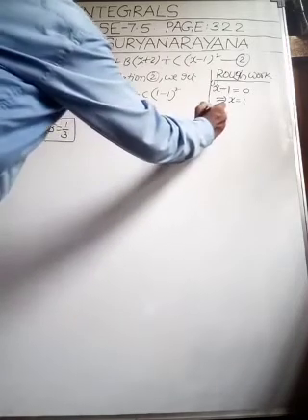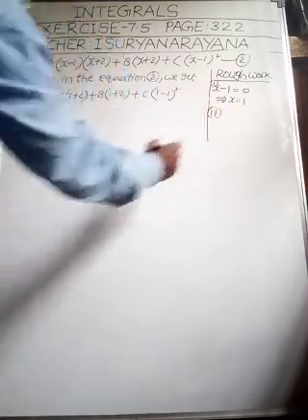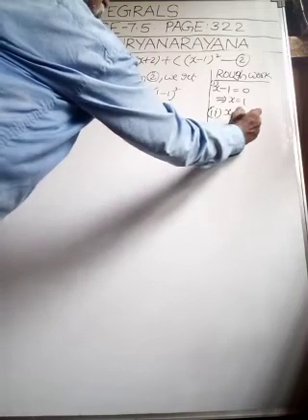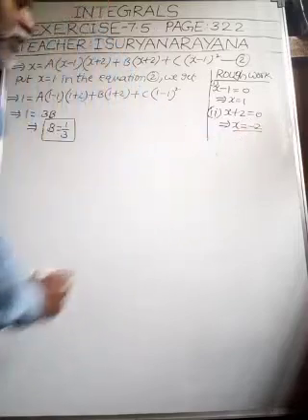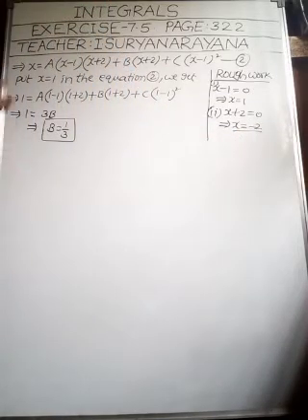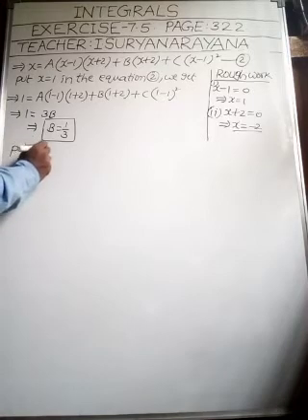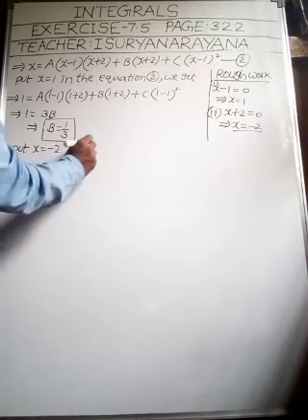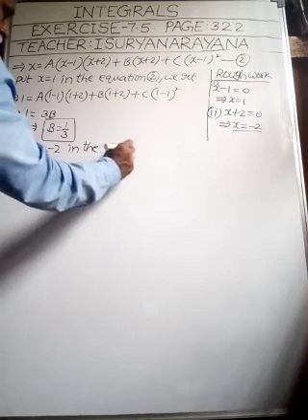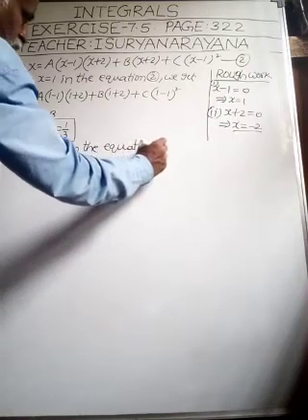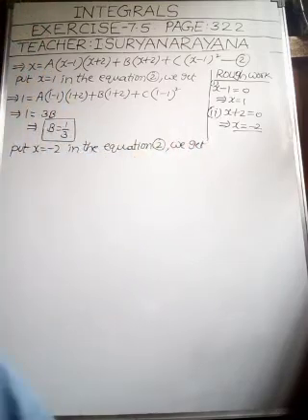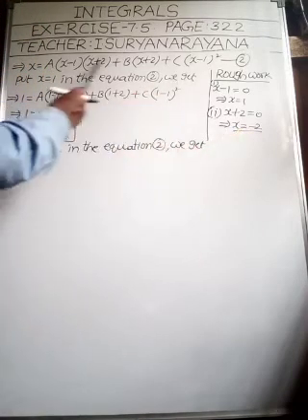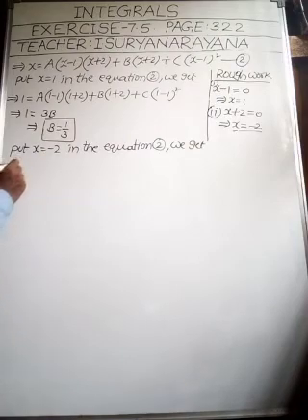Now come to the second linear factor. What is the second linear factor? x plus 2 is equal to 0. So, what will you get here, x value? Minus 2. So, substitute x is equal to minus 2. Put x is equal to minus 2 in the equation 2. Let us substitute x is equal to minus 2 in this equation 2. Then what will you get?